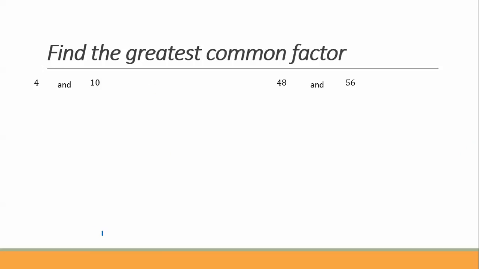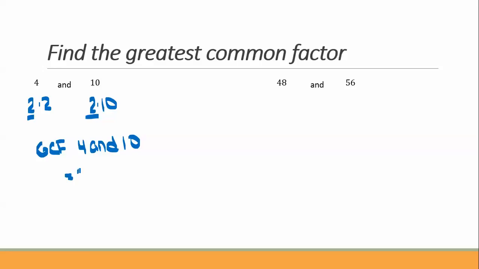So let's find the greatest common factor. Again, we can find the prime factorization for all of these, and it's a little bit easier to find than the greatest common factors. So the prime factorization for 4 was 2 times 2. The prime factorization for 10 was 2 times 5. Both of these two numbers have a 2 in it, and that's the only thing they have in common. So the greatest common factor of 4 and 10 is 2.